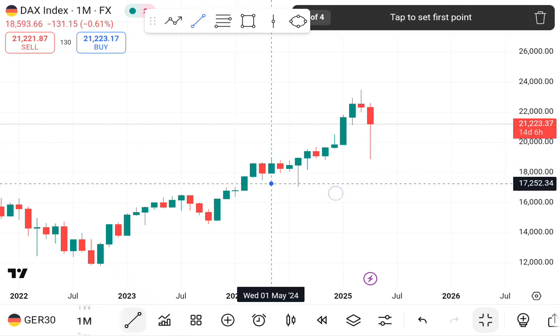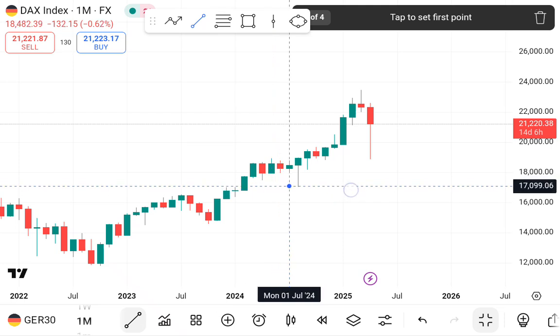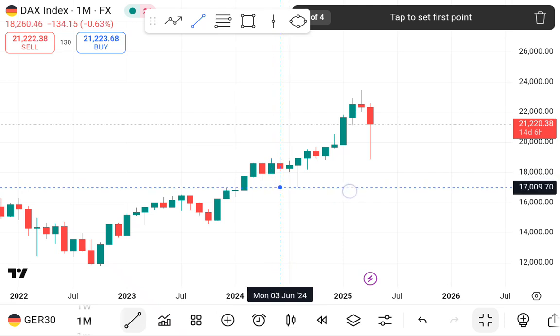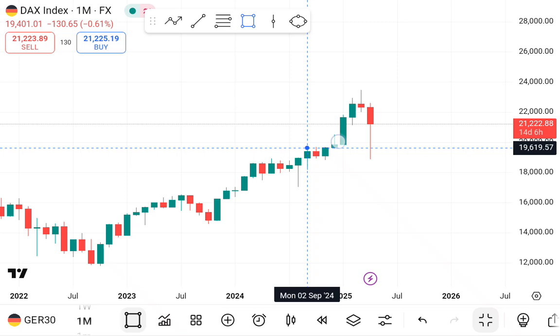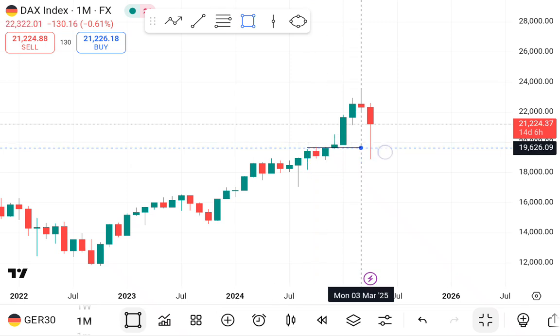Let me try to explain this right over here, right? So basically, let me mark my demand zone. Let me mark my demand zone, and try to explain it, right?